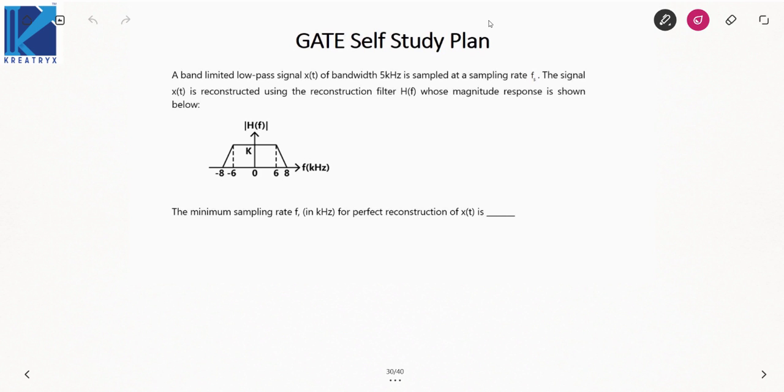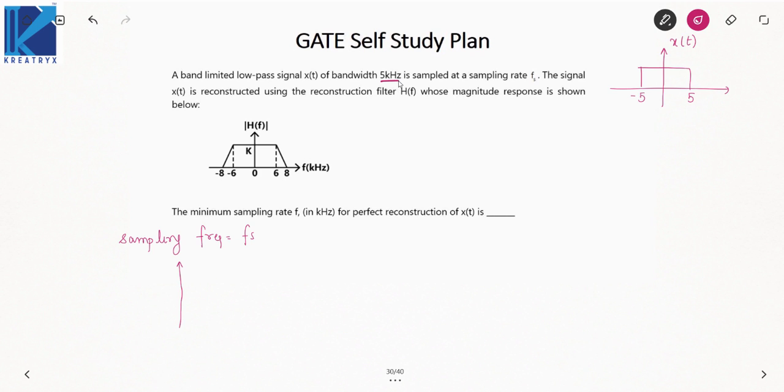It says a band limited low pass signal of bandwidth 5 kilohertz, which means this is a low pass signal, so it will exist between -5 and 5. When we talk about bandwidth, we only take the positive frequencies, that is 5 kilohertz. Now it says it is being reconstructed using the reconstruction filter H(f), whose magnitude response is shown. It is asking the sampling frequency. Suppose I assume the sampling frequency as Fs.